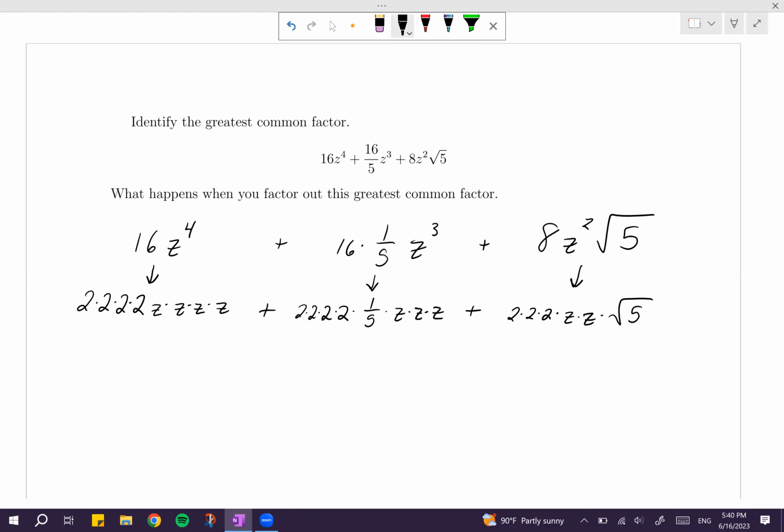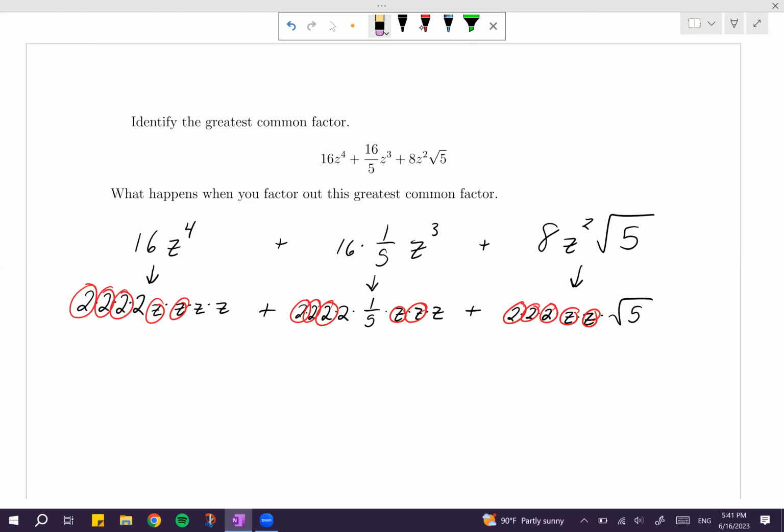All right. Now what I'm going to do is I'm going to see. Each of these has a 2. So there's 1, 2 here, 2 here, 1, 2 here. There's another one, and there's another one. All of them have 3 2s. Okay. All of them have 2 z's. And then the rest they don't share in common. These two have an extra 2, but this one doesn't have an extra 2. These two have an extra z, but this one doesn't have an extra z. This one has a 1/5 that neither one of these have. And this one has a square root of 5 that the other two don't have.